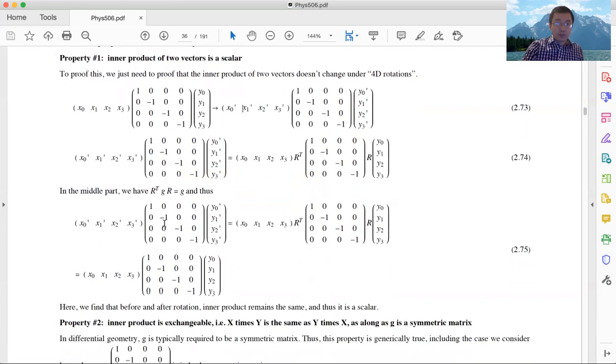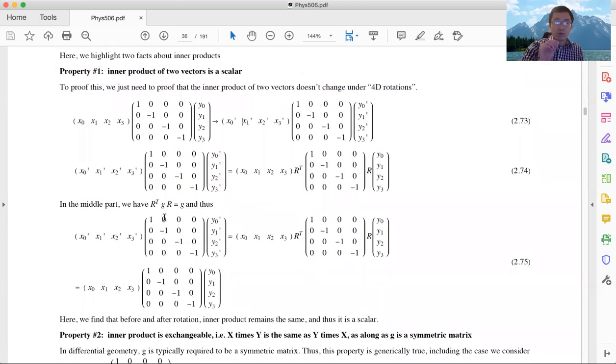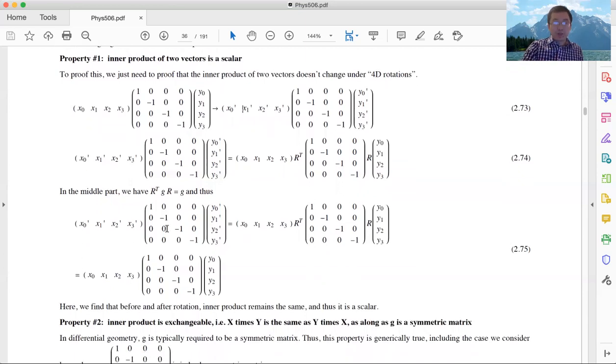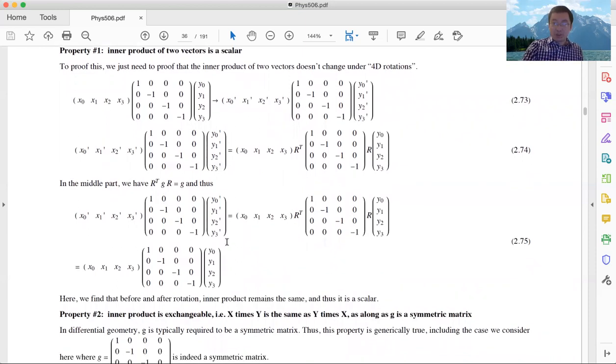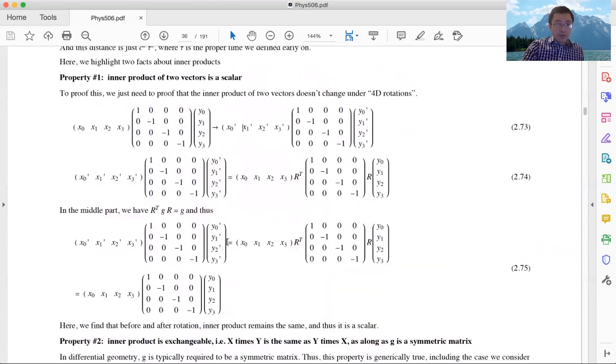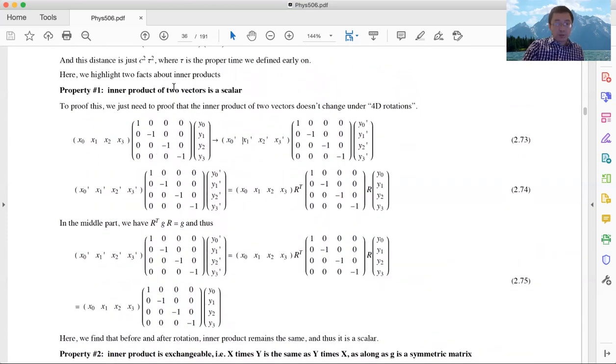So this is actually the same as saying the inner product of two vectors in 3D gives me a scalar. In 4D, it's exactly the same story. The only complication is that here the metric tensor is a little bit more complicated, but the proof is exactly the same as in 3D space. So that's the first and the most important property of inner product: two vectors, inner product, I get a scalar.